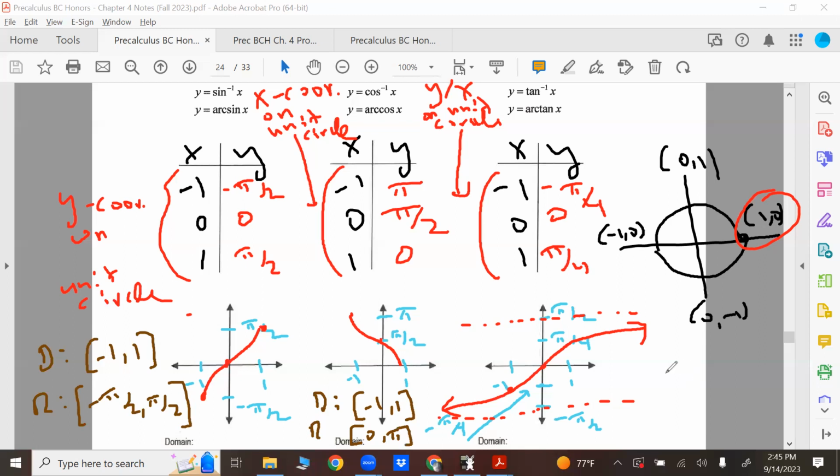And lastly, the domain is going to be all real numbers, just because the range is all real for the tangent graph. The range will be negative pi over 2 to pi over 2, non-inclusive though, so you do parentheses, not brackets. Okay. We're good so far? Cool. All right. Let's keep on trucking.